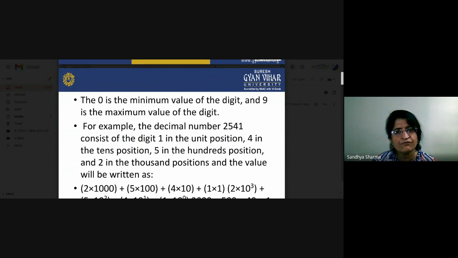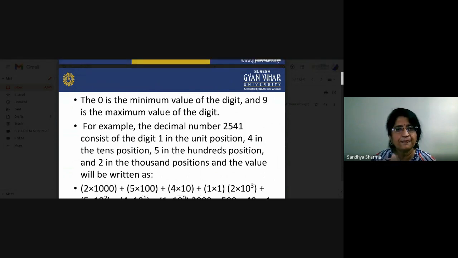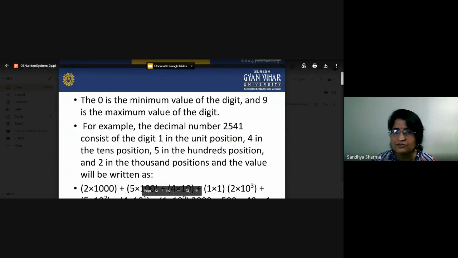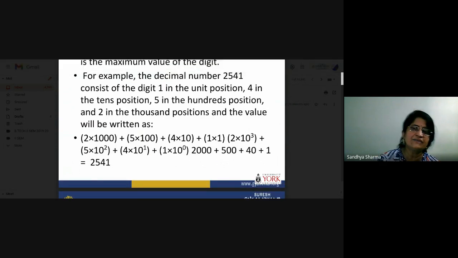And 4 is in the tens position, so it is multiplied by 10. Again, 5 is in the 100 position, so it is multiplied by 100. 2 is in the 1000 position, so it is multiplied by 1000. So this is the basic general rule of calculating this, and again we will get the value. This is the very small part.